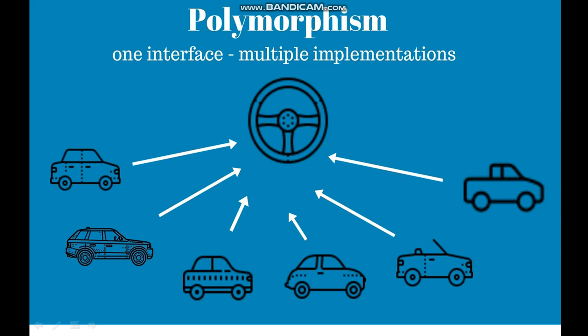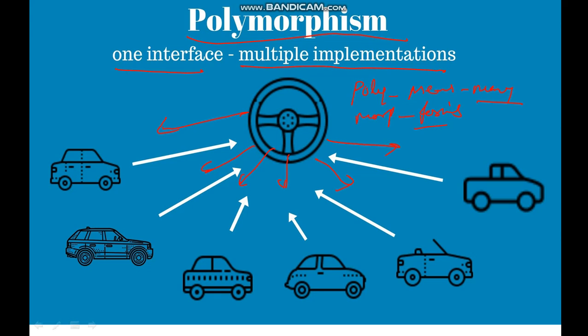We can see the next concept. Next concept is polymorphism. Polymorphism means one interface, multiple implementations. In Greek, poly means many and morph means forms. Many forms. The same thing will act in many forms. Here you can see the same steering wheel can be used in different cars, with different implementations.